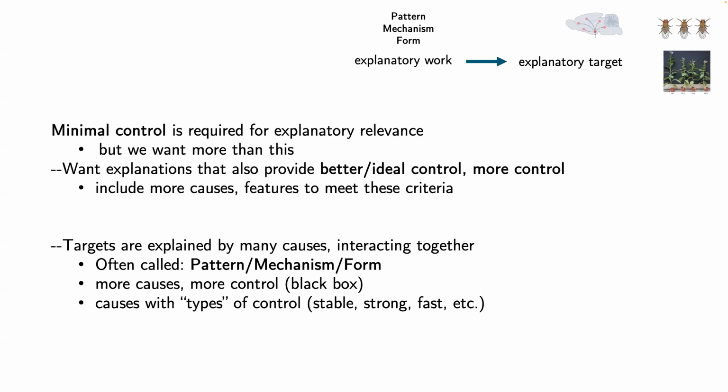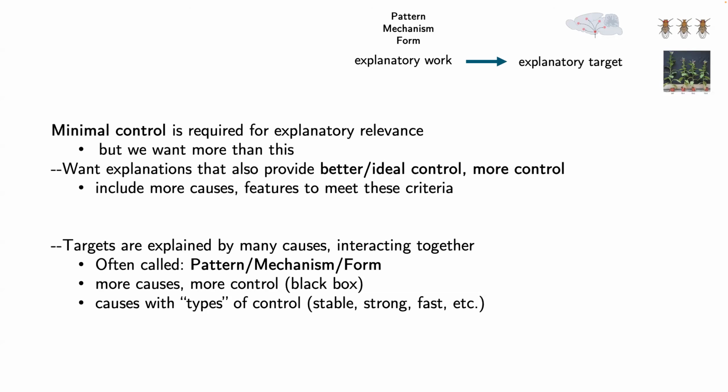Causes can differ with respect to how stable they are. Do they hold across changes in background conditions? How strong they are, how fast they are. There's a lot more to say here, but a kind of overarching suggestion is that first you want minimal control, and then you want more of it, and then you want kind of better control.